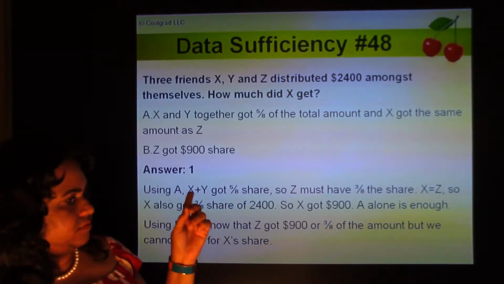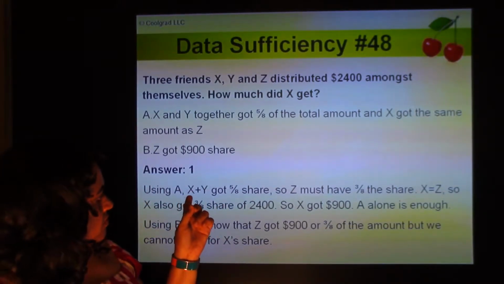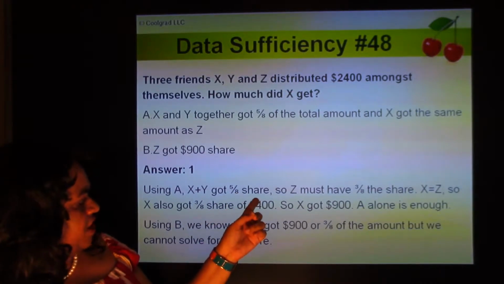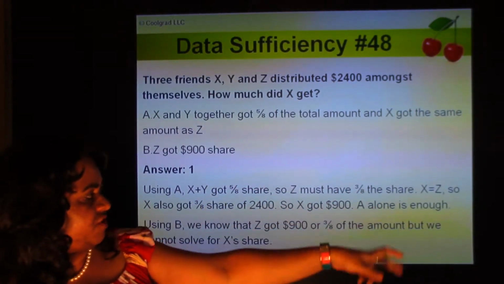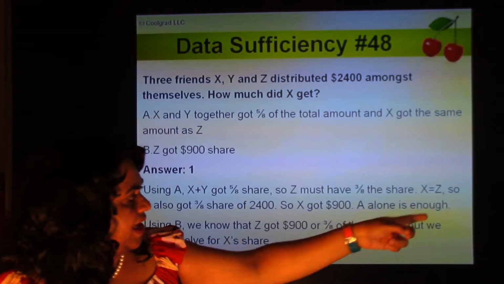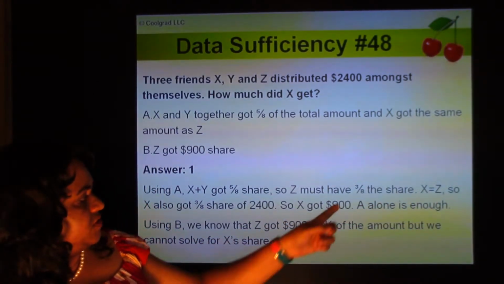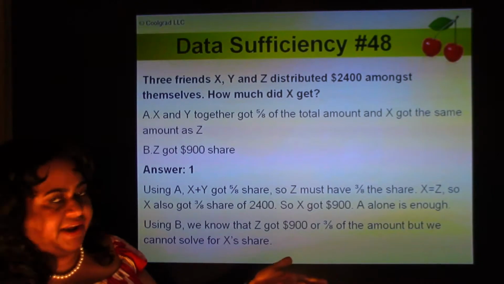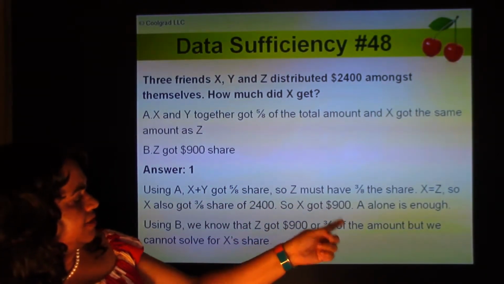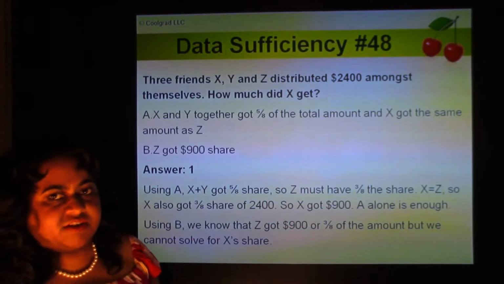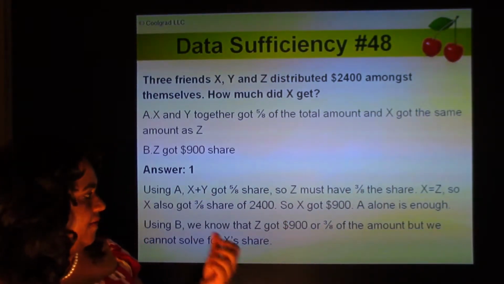Using statement A alone, X plus Y got 5/8 share. So what did Z get? 1 minus 5/8, that is 3/8 of the share. X is equal to Z. So Z got 3/8, so X also got 3/8. So what is 3/8 of 2,400? That is 900. So statement A alone is sufficient to calculate how much X got.